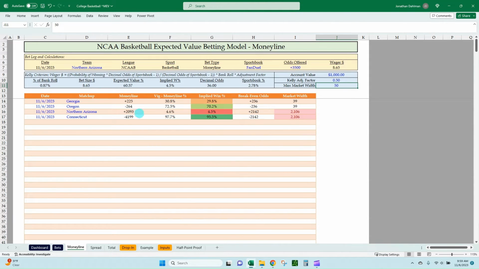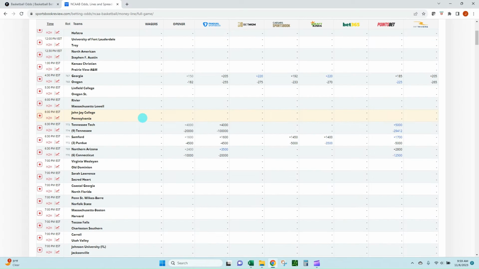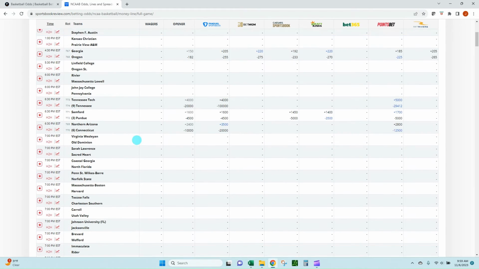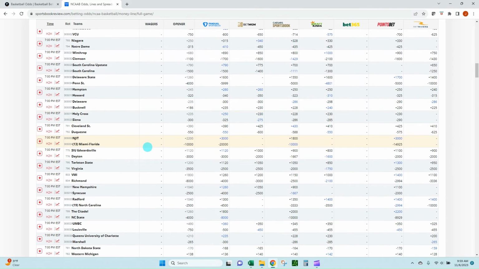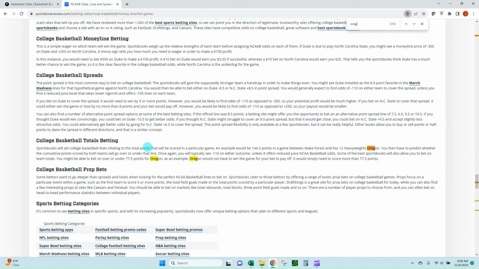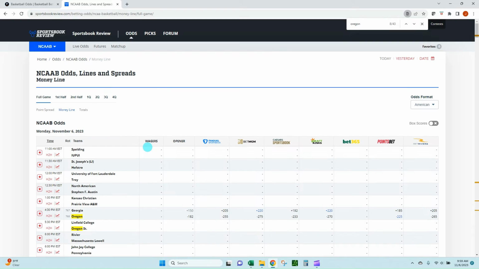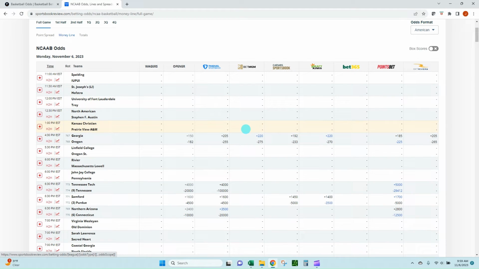So I just wanted to highlight that's the biggest key with college basketball versus any other sport: market width is so important if you're doing a money line bet. So that's just a highlight. We can see if that Georgia Oregon game has an EV bet on it while we're here. We can find it. There it is up at the top.